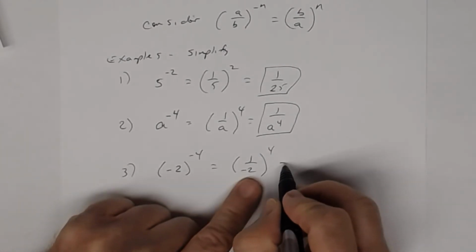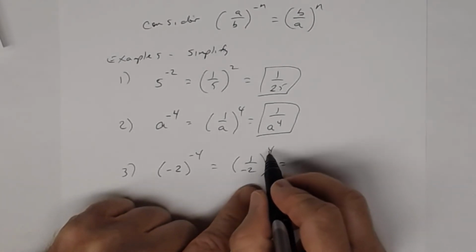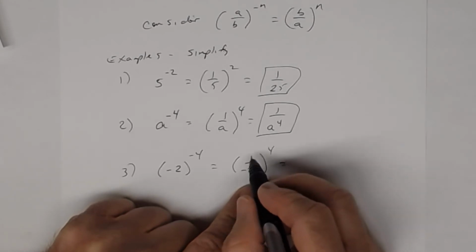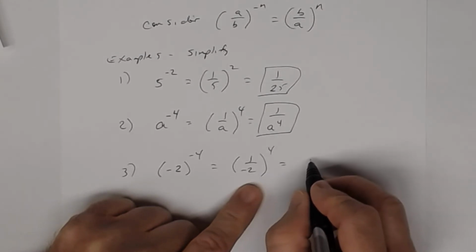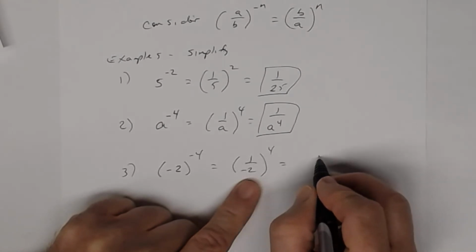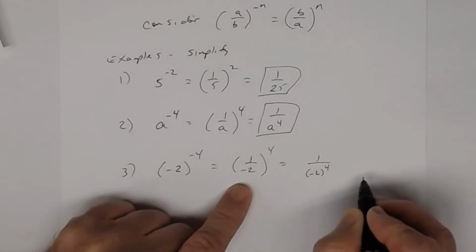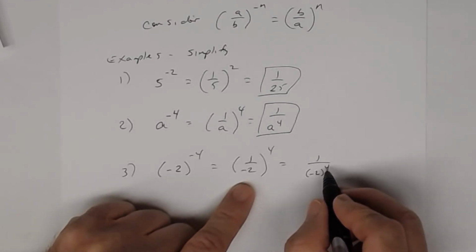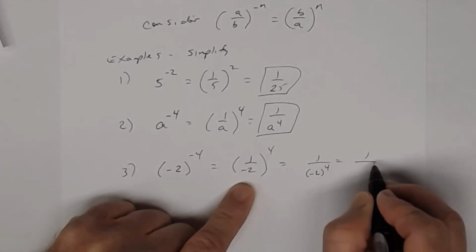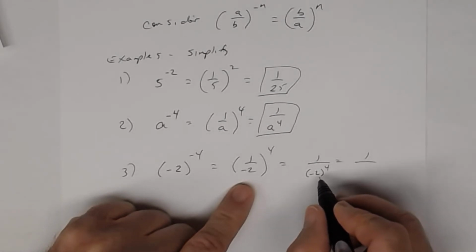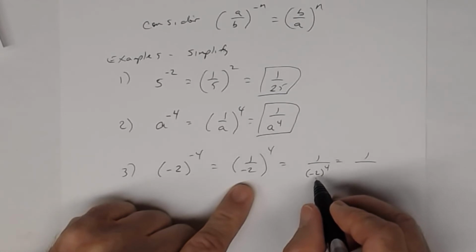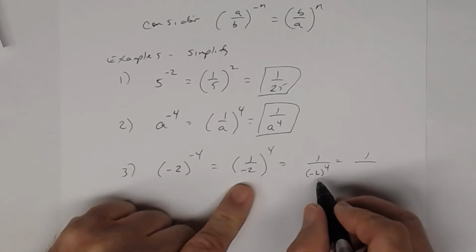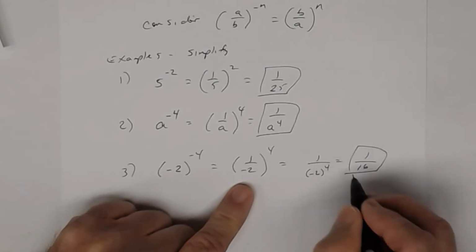Well, according to properties we know, I can take the numerator, remember the power of a quotient, so take the numerator, raise it to the 4th. Well, 1 raised to the 4th is always 1. The denominator is negative 2 to the 4th, right? But be careful, negative 2 to the 4th should be a positive number because a negative raised to an even power is positive. So negative 2 times negative 2 is a positive 4. Positive 4 times a negative 2 is a negative 8. And a negative 8 times negative 2 is a positive 16. So you have 1 divided by 16.